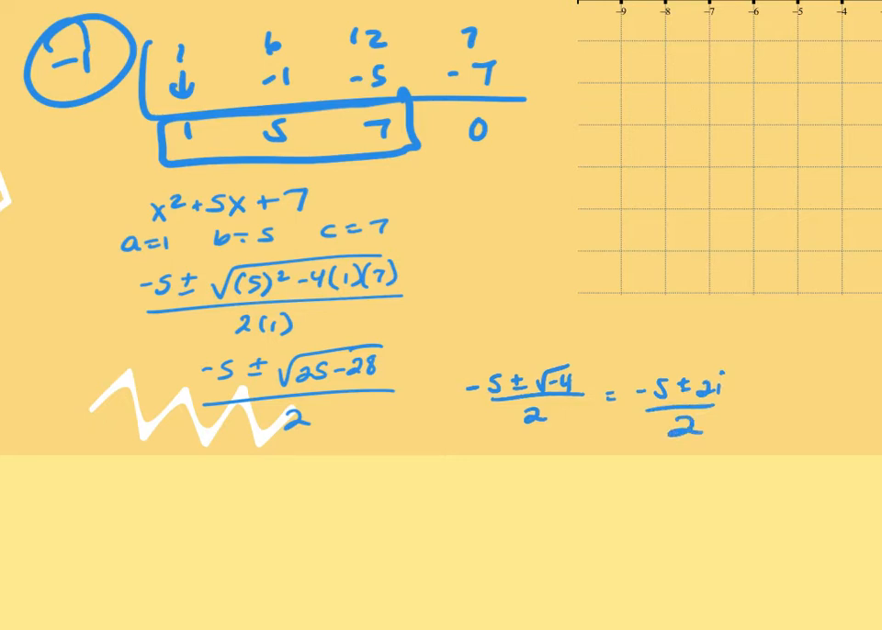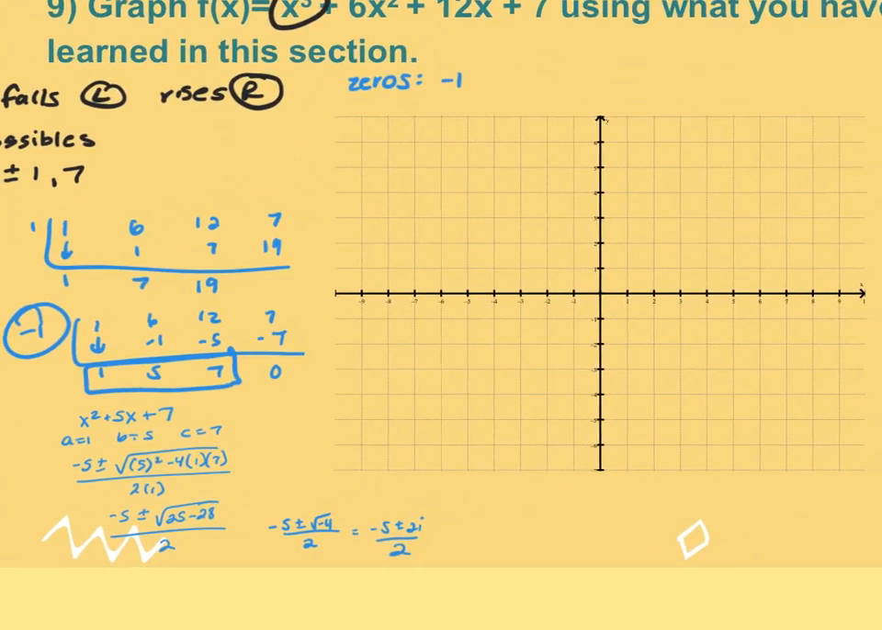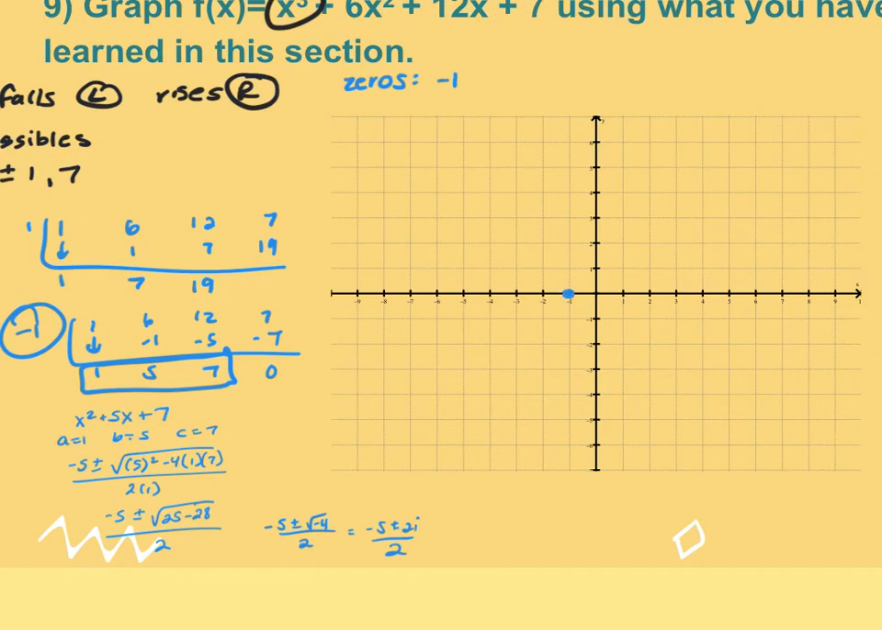So those are roots, but they are not real roots. They are not going to show up on my graph. So the only real root I have is negative 1. So on the test, we just put negative 1. Yeah, you'll probably get 2 other real roots on the test. Like where you have to do the quadratic like that.